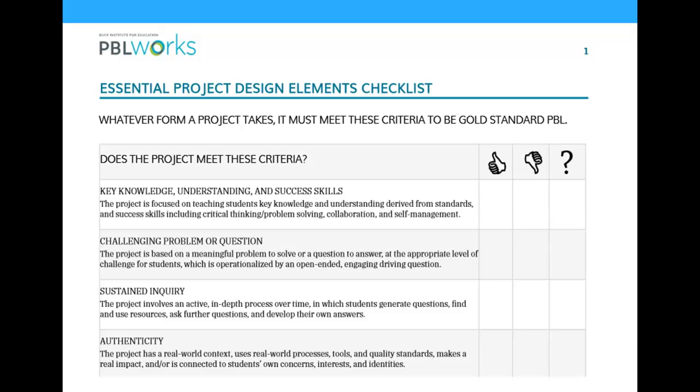Authenticity. A really good project-based learning project has some kind of real-world context. And sometimes that real-world context is going to be having an actual client. But sometimes the real-world context is the tools that you're using, or a process that you're using. So it's in some way connected with the real world, with things that people actually do in life.